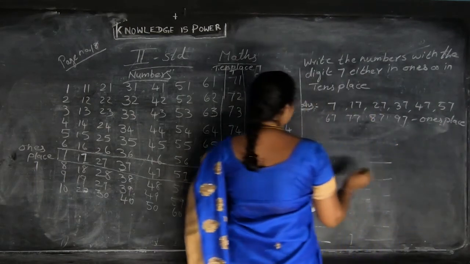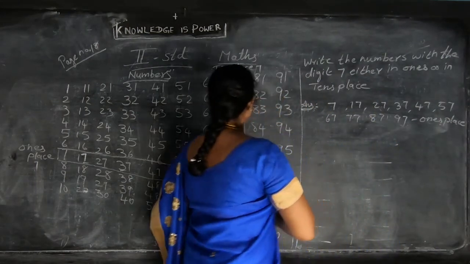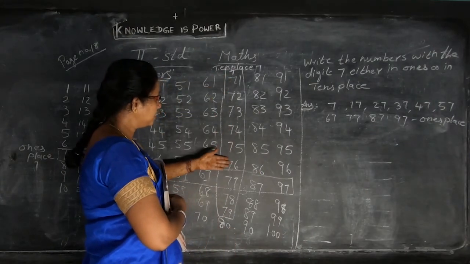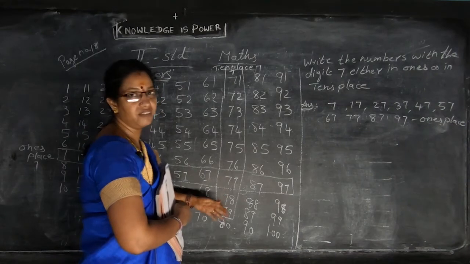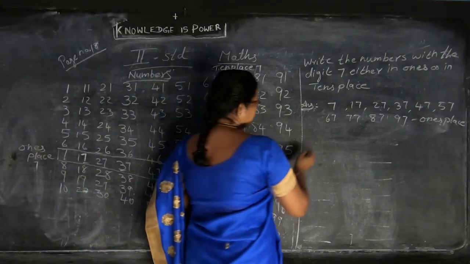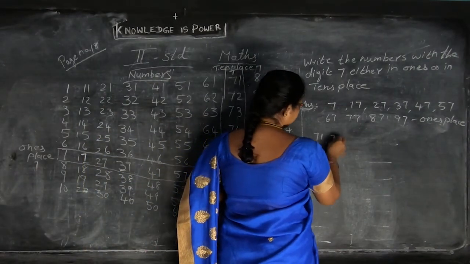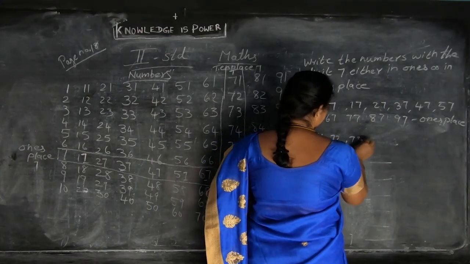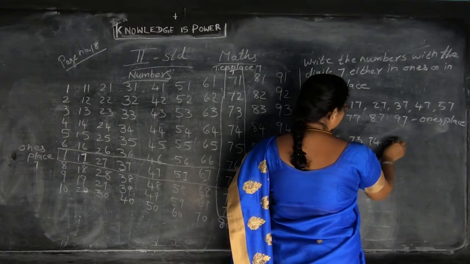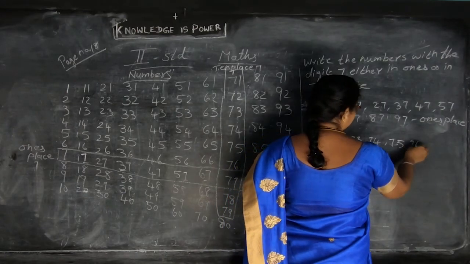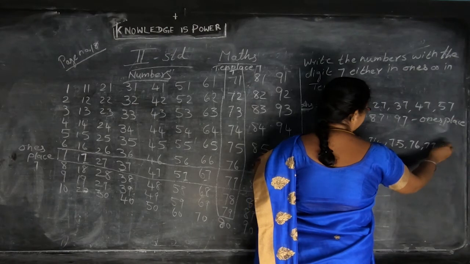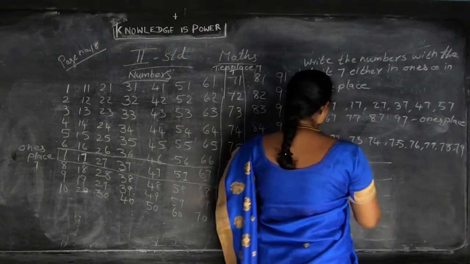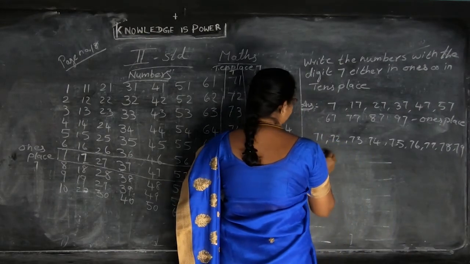Now I am going to write the tens place. See, 71, 72, 73, 74, 75, 76, 77, 78, 79. This all in tens place. 71, 72, 73, 74, 75, 76, 77, 78, 79. This all in tens place.